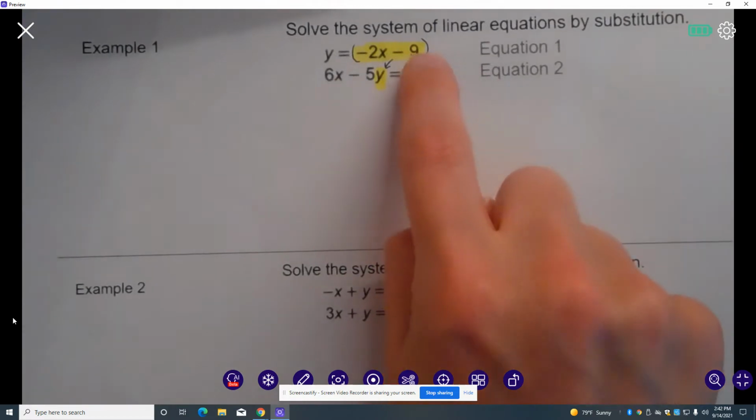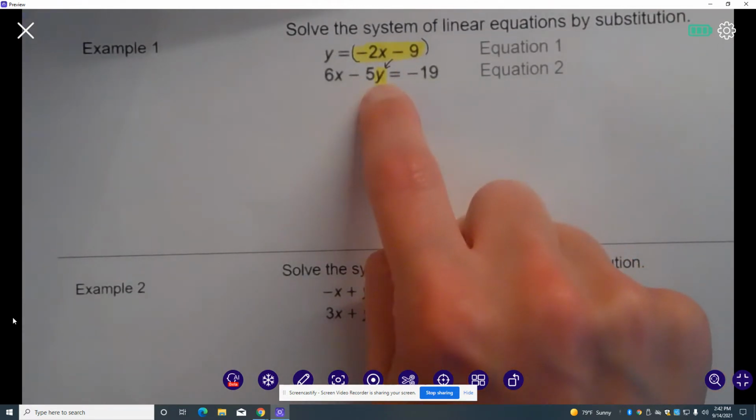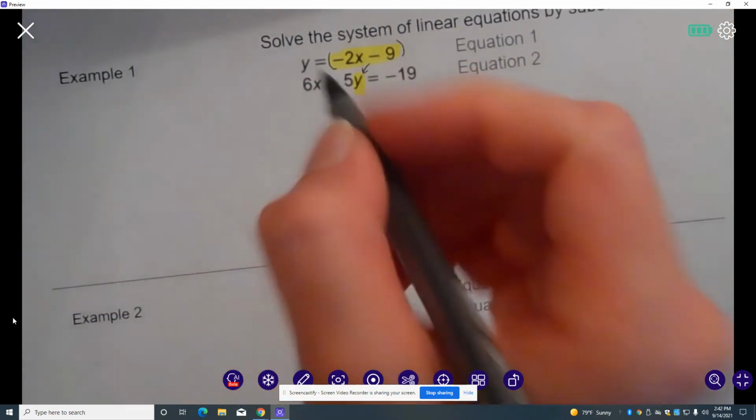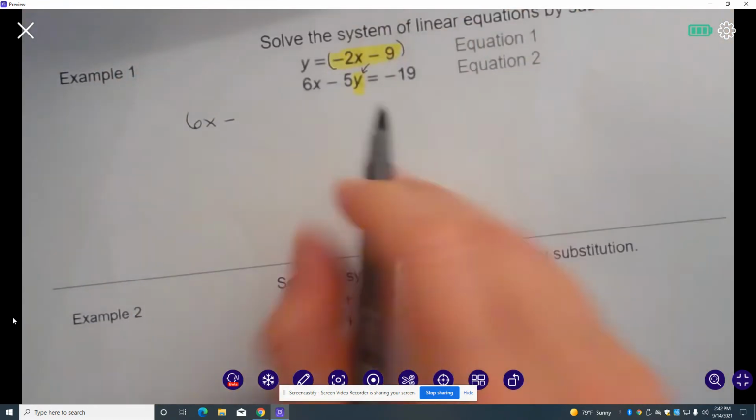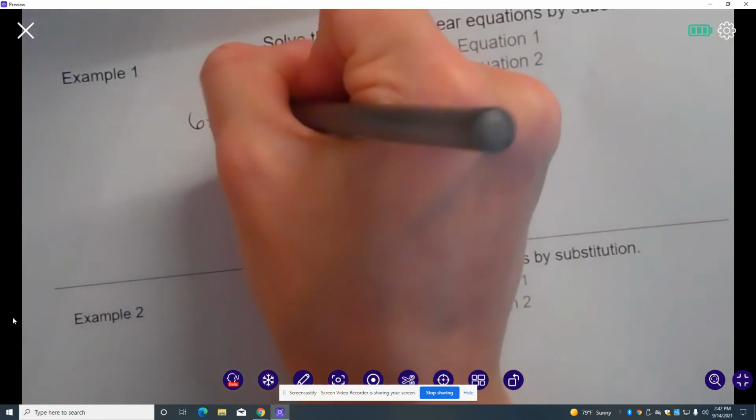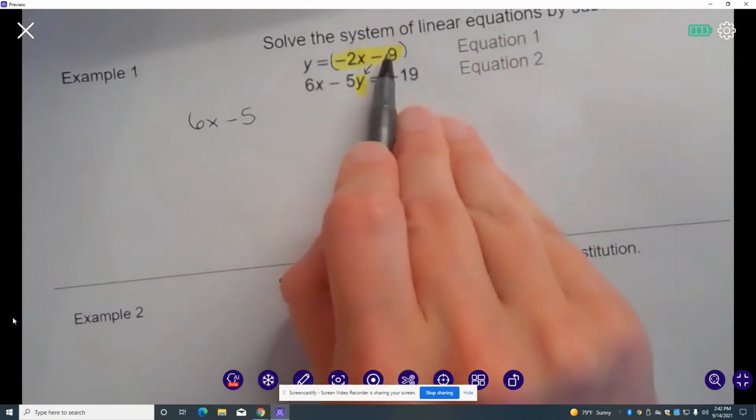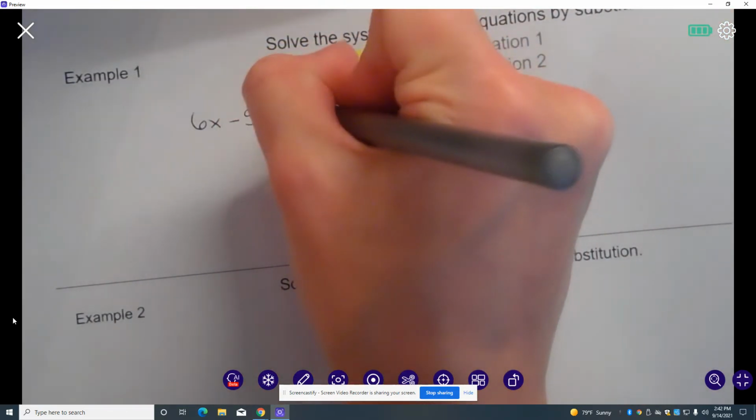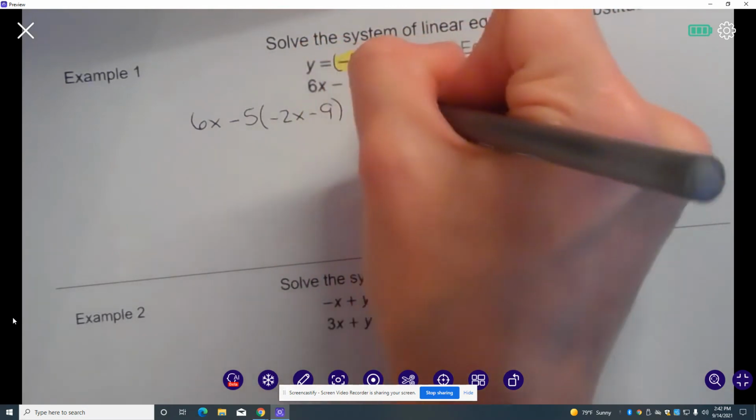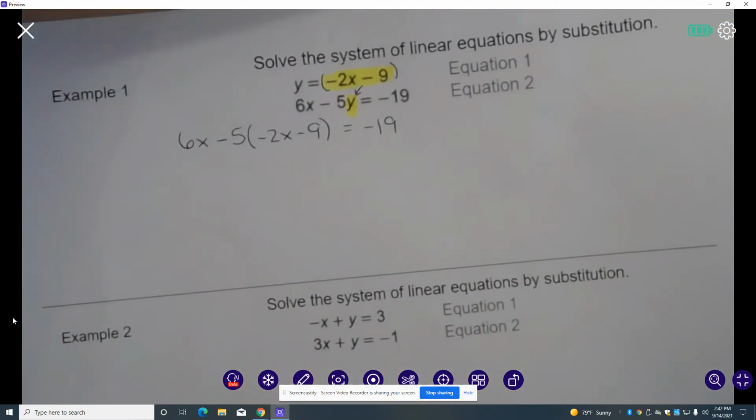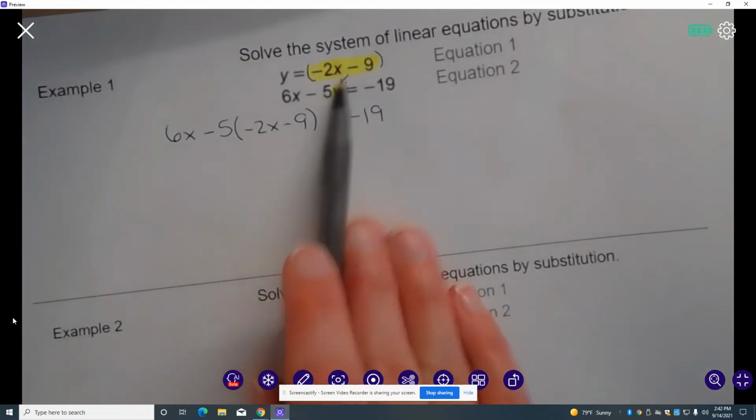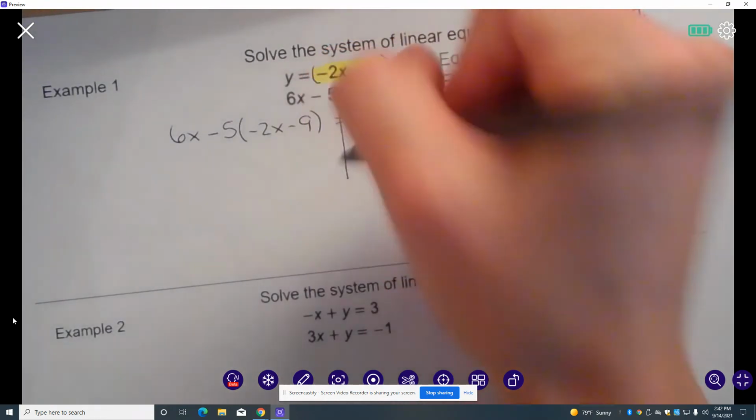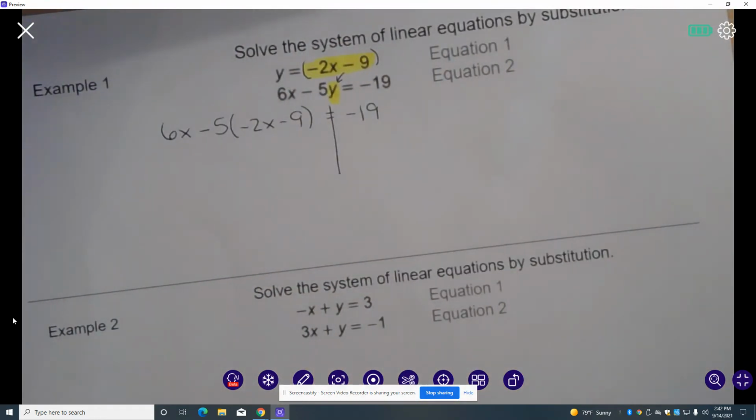So I'm going to take my top equation and substitute it into my bottom equation. When I do that, I'm going to rewrite my new equation. So 6x minus 5. Now remember, when I plug this in for y, I want to put parentheses around it because I'm substituting the whole thing in for y. So you can see when I substitute the top into the bottom, my y is now gone. And now I have an equation with one variable. So I can solve this to get x.